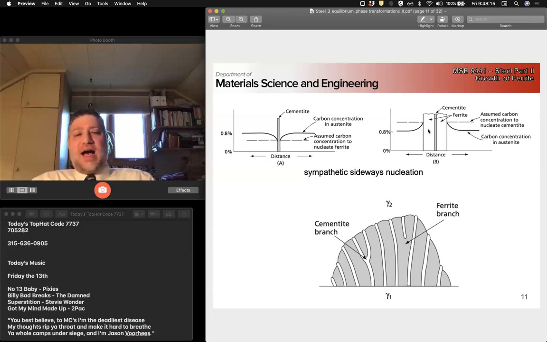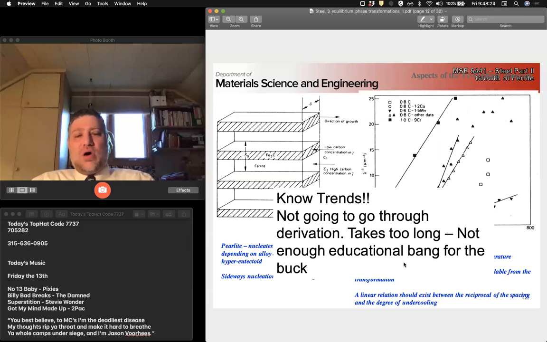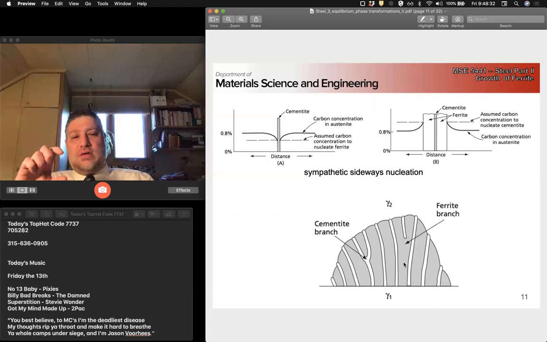So if I'm at a high temperature and diffusion is easy, am I going to have wider or thinner cementite and ferrite structure, right? Am I going to have coarse pearlite or fine pearlite at higher temperatures? At higher temperatures, I believe it's fine pearlite, but I might be wrong.